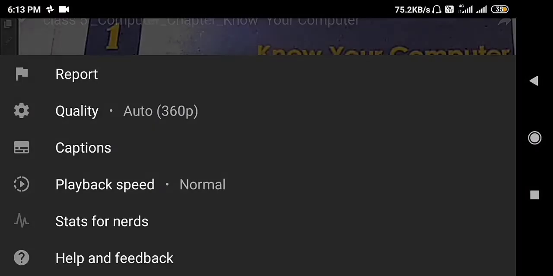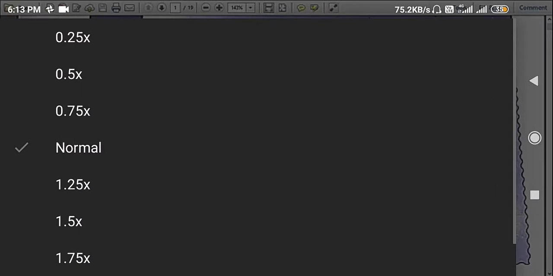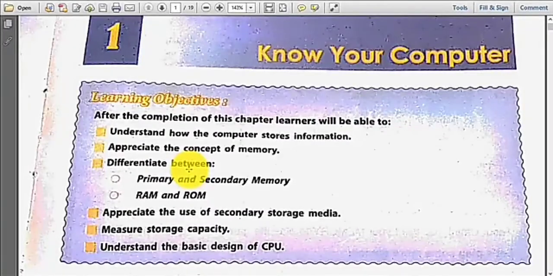Third point is difference between primary and secondary memory. What are the differences in primary and secondary memory? We will be able to understand. Fourth point is appreciate the use of secondary storage media. Means how we will store our information in storage media.